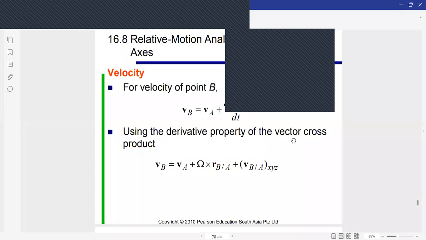So we have seen that relative motion using rotating axis is mainly used when we have two bodies with a body able to move on the second rigid body, okay? Or when we want to find the relative motion between two moving bodies, okay?